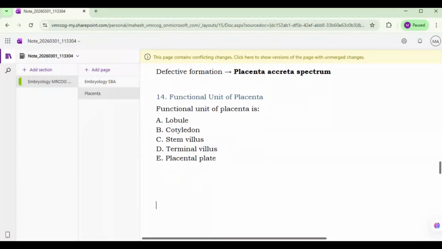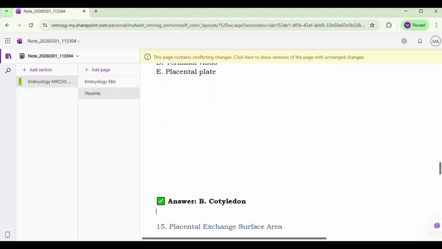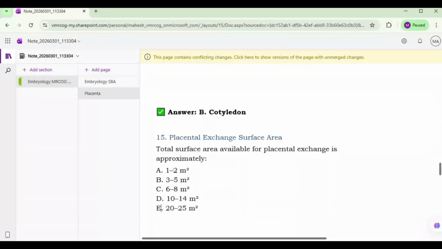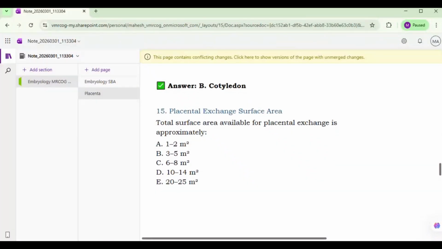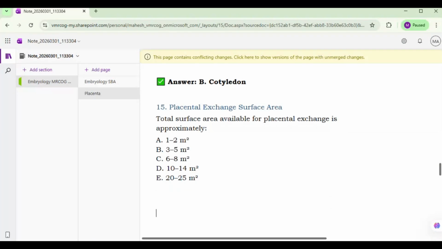Next. The functional unit of the placenta is the cotyledon, option B. Cotyledon is the functional unit. Next. The total surface area available for placental exchange is approximately option D, 10 to 14 square meters. Correct.